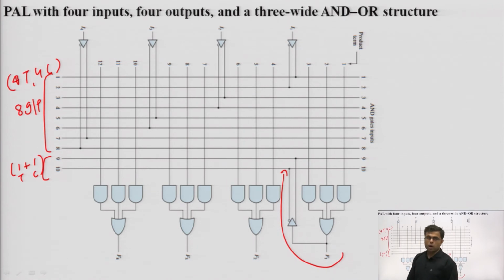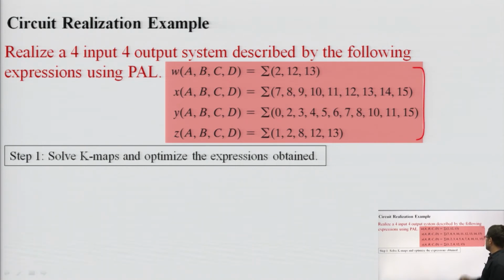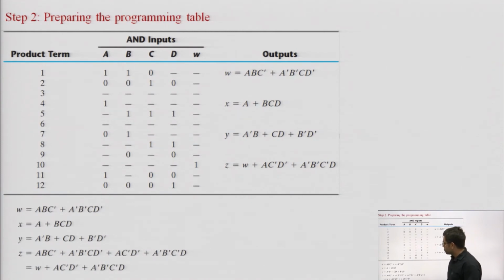So how this is going to be used, we have to check this question. We are provided with this arrangement. Realize a 4 input 4 output system described by the following expression using PLA. You are provided with the minterms. So we are not interested in solving the K-map. Actually we are more interested in how the K-map expressions are going to result in a PLA structure. So I am skipping that K-map solving part and writing directly the expressions.